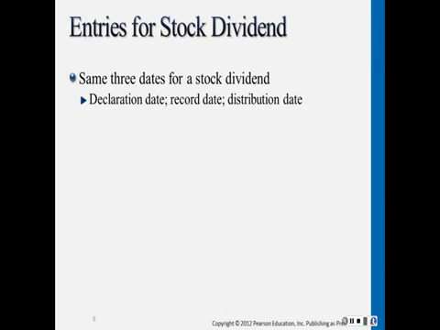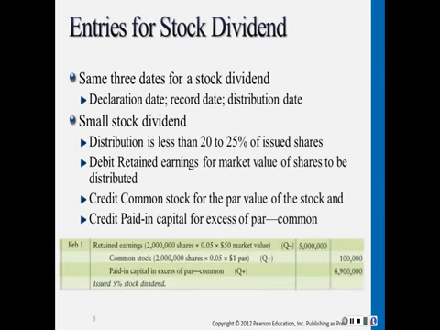The entry to record a stock dividend depends on the size of that dividend. Generally accepted accounting principles distinguish between a small stock dividend, less than 20% to 25% of the issued shares, and a large stock dividend, 25% or more of issued stock. Stock dividends between 20% and 25% are rare. Small stock dividends are accounted for at their market value.